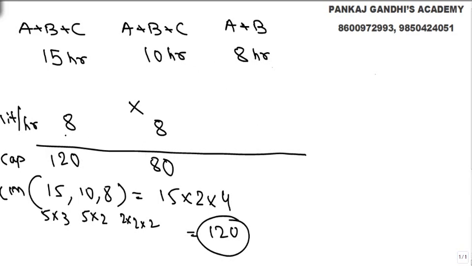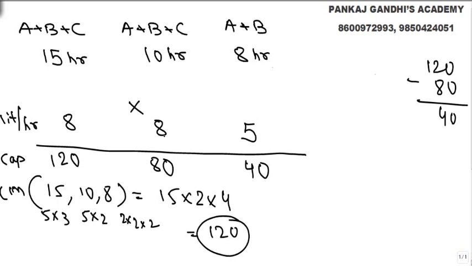Now, out of 120, 80 already they have filled in 10 hours. So remaining is 40. So 40 was filled by A and B in 8 hours. In 8 hours, A and B filled 40. So A plus B fill 5 liters per hour. 8 hours, 40 liters, so per hour is 5 liters.